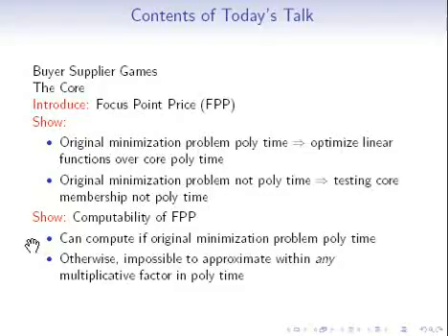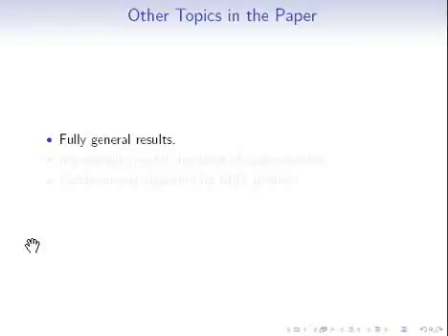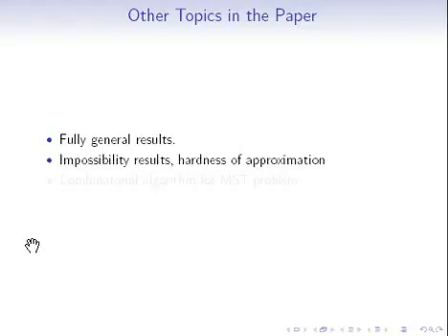I discussed then a very specific example of how we can solve the focus point price problem in a particular buyer-supplier game. However, in the paper, you're going to be able to see the fully general results. In other words, you'll also find the matching negative result that shows that if the original minimization problem is not solvable in polynomial time, then you can't test core membership in polynomial time. You'll find these impossibility results. You'll also find the combinatorial algorithm for solving the focus point price in the minimum spanning tree buyer-supplier game. As I said, minimum spanning tree is a problem that we're all comfortable with, and that's why I used it in the talk.